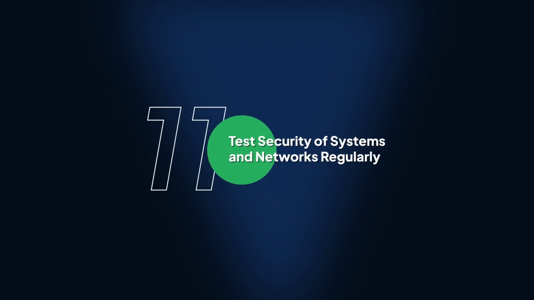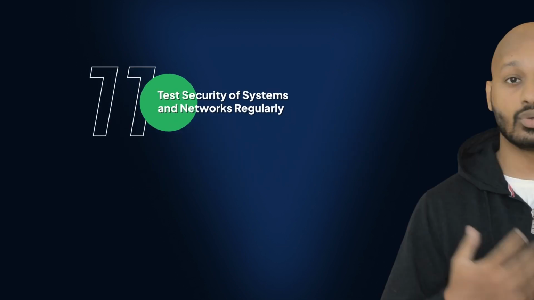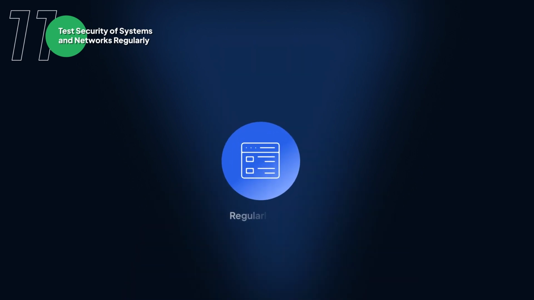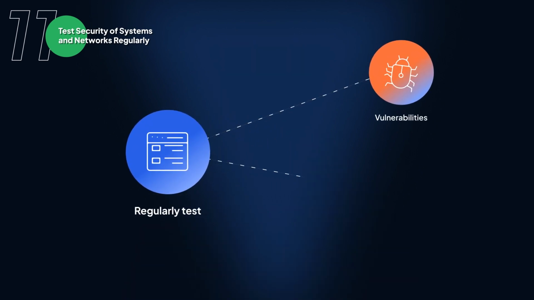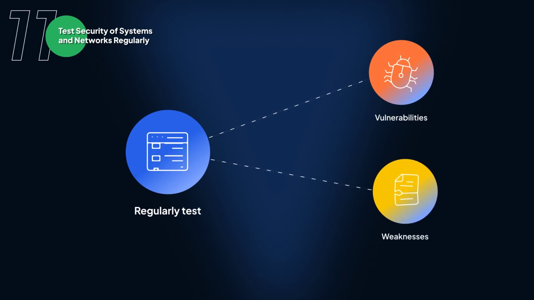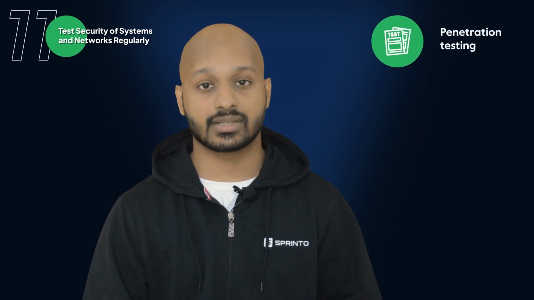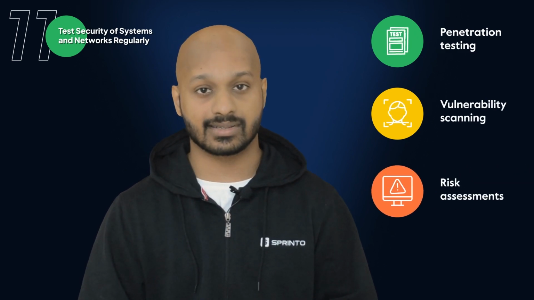11. Test security of systems and networks regularly. You can't get better at something if you don't practice. Regularly test and assess your business security systems and processes to identify vulnerabilities and weaknesses. Some best practices typically are penetration testing, vulnerability scanning, and risk assessments.